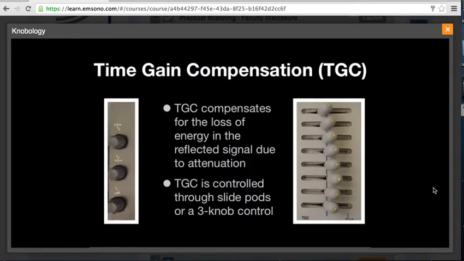Now the time gain compensation will compensate for the loss of energy in the reflected signal due to attenuation. Remember, no matter what tissue you go through, that sound wave is going to be weakened as it goes in. But you want to make sure that when you're imaging a solid organ such as a liver, the liver has the same appearance in the near field as in the far field, and this can be obtained through the time gain compensation. Now this is either going to be controlled through a 3-knob control system, which is not uncommon on some of the handheld machines, or more traditionally through the use of slide pods, where each one of these will control the gain at a particular depth on the ultrasound image.